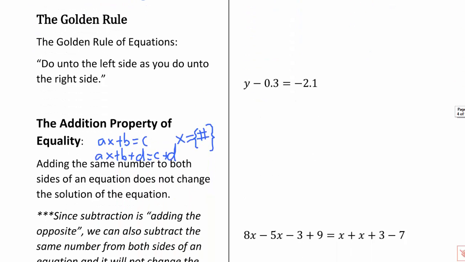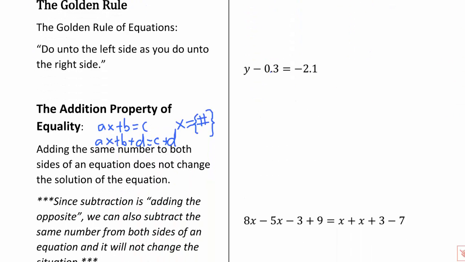Okay. Now, the next one is y minus 0.3 equals negative 0.21. The same thing is happening here. We have a variable, and then plus or minus a number is equal to another number. I need to get the y in this case by itself. That means I need to get rid of the negative 0.3. Now, what's the opposite of negative 0.3? Well, that's positive 0.3. So I'm going to add 0.3 to both sides.